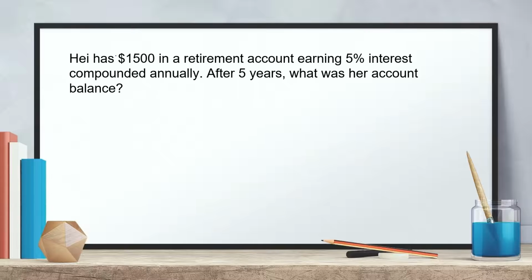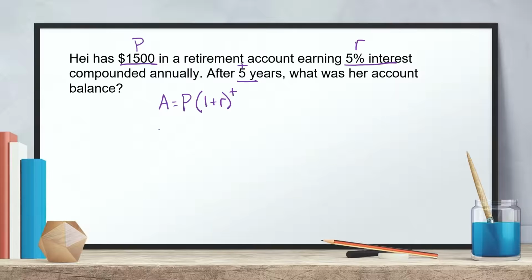So remember, we're going to go through and label. $1,500 is our principal. The rate is 5%. The time is 5 years. We don't have to convert it because it's already in that. So we know that A equals P times 1 plus R to the T years.